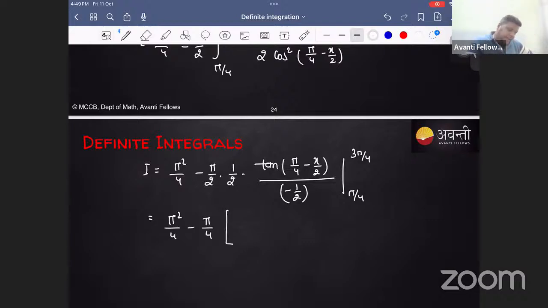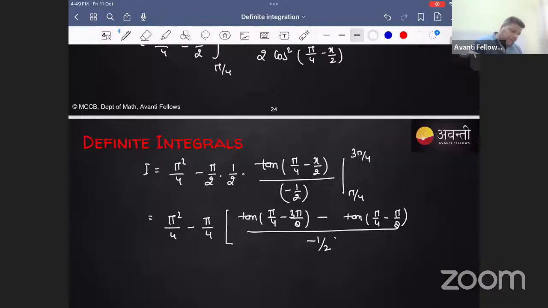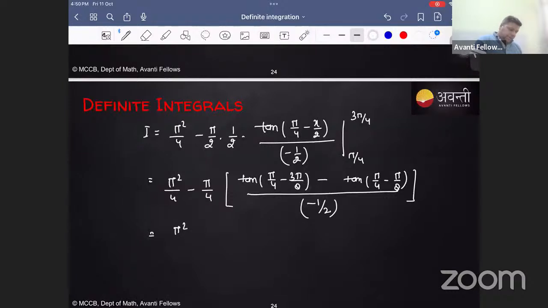This will be, if you place the upper limit, pi by 4 minus 3 pi by 8. So it will be 10 pi by 4 minus 3 pi by 8 minus, if I place the lower limit, it will be 10 pi by 4 minus pi by 8 upon minus 1 by 2. Got it? So it became pi square by 4 plus pi by 2.